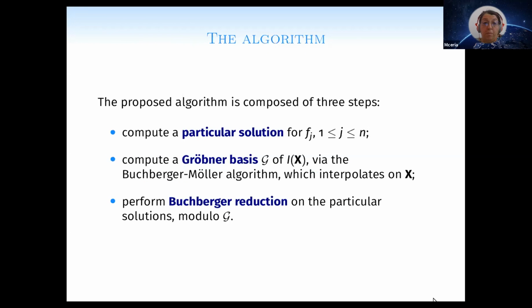The algorithm proposed by Laubenbacher and Stigler then has 3 steps. First of all, you compute for each f_j a particular solution. So it gives you the values that you want, but it's not in normal form. Then you compute a Gröbner basis G of the ideal of points using the Buchberger-Möller algorithm, that is an algorithm getting the Gröbner basis by interpolation on X. And finally, you perform Buchberger reduction on the particular solution modulo the Gröbner basis. This is their approach.